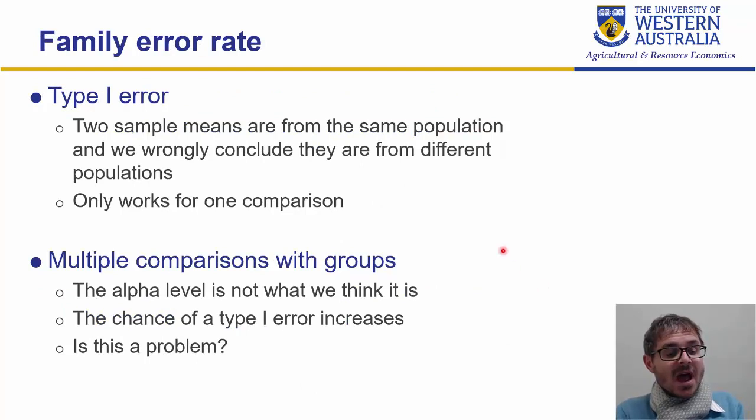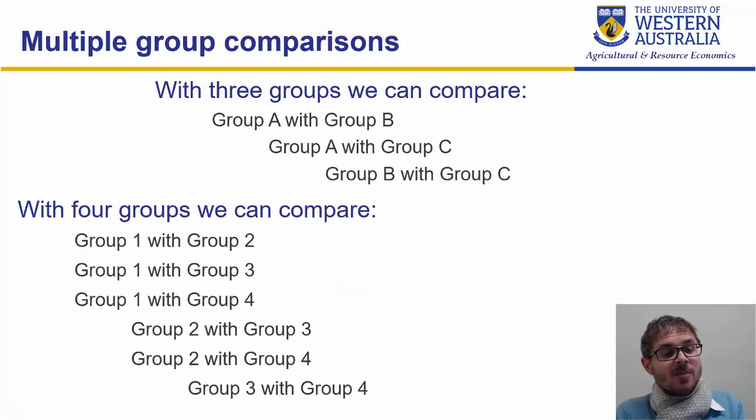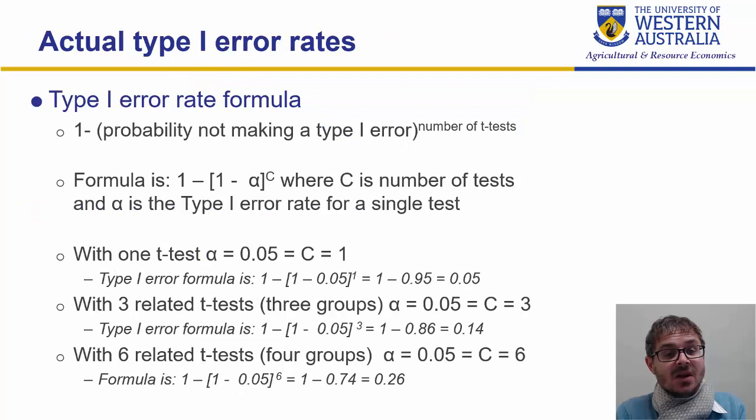So when we have our type 1 error rate, it only works for that single t-test. When we have multiple groups with multiple comparisons, we're going to have a problem with our type 1 error rate. If we want to compare a whole bunch of means, this type 1 error rate is going to explode. And you can see that with this sort of setup here: if we have 3 groups, we have 3 comparisons. But by the time we have 4 groups, we actually have 6 comparisons. So with 6 comparisons, the type 1 error rate is going to be really increasing.